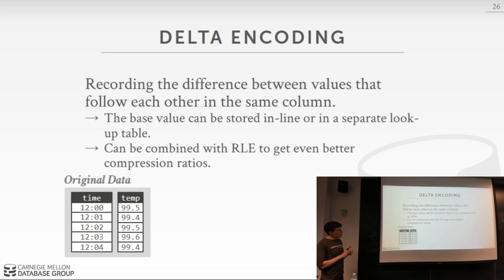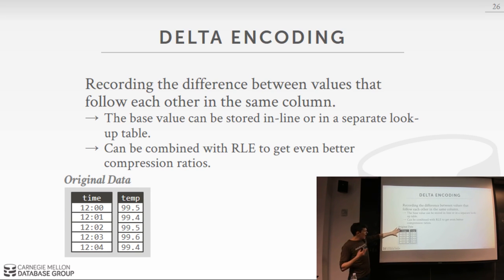The next most common compression scheme is called delta encoding. The idea here is that instead of storing the exact value for every single tuple, we can rely on the fact that there'll be some temporal locality between tuples that appear next to each other. We can exploit that and only store the difference between consecutive tuples rather than the entire value.